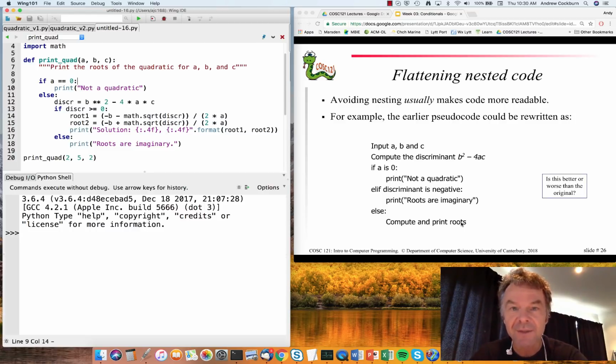And for me, the substantial improvement is that this is a much simpler algorithm, much simpler solution. It's easier to understand. Possibly the only disadvantage, though, is that we always calculate the discriminant. Previously, here's the Python implementation of our previous version. In the case that a was equal to 0, we didn't bother calculating the discriminant. We never got a chance to do so, so we printed out not a quadratic.